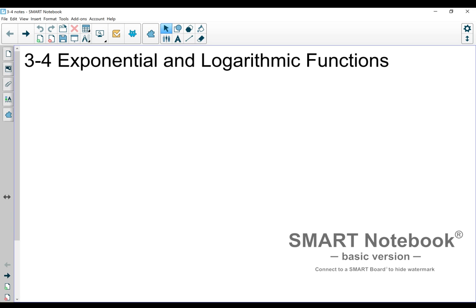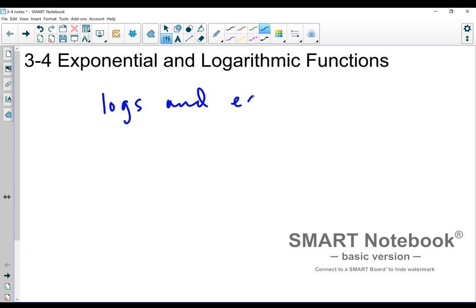3.4, exponential and logarithm functions. So last time we looked at using log properties, and today we're looking at solving equations. That's going to be the big thing. So we need to remember that logs and exponents are inverses. And when I say exponents, I mean when you have the exponent as a variable, not something like x squared. So this is when we have something like 2 to the x power. So logs and exponents are inverses.